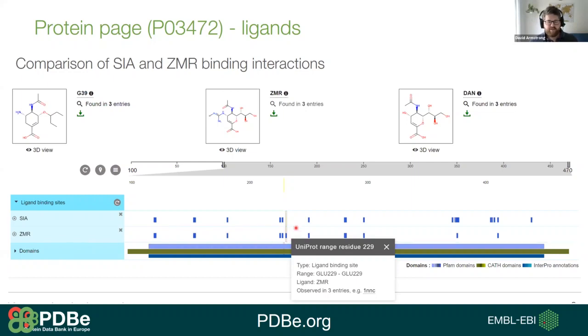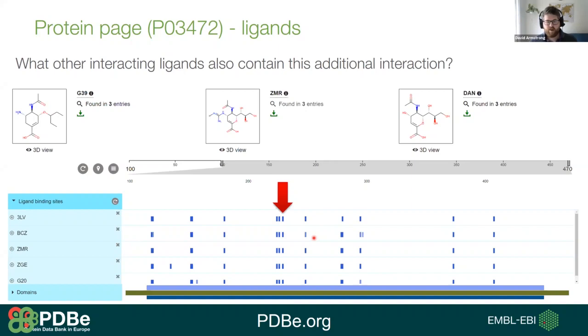Because we see this difference, we want to investigate this further and try and understand why this additional interaction could improve the strength of binding for zanamivir and allow it to outcompete sialic acid as a drug.